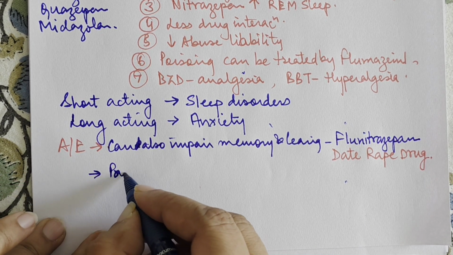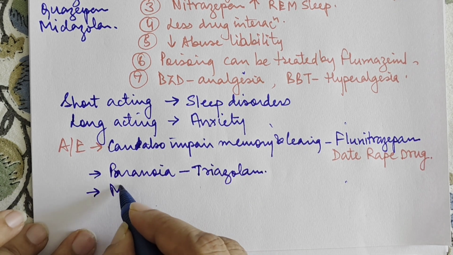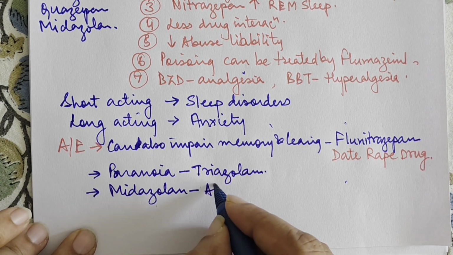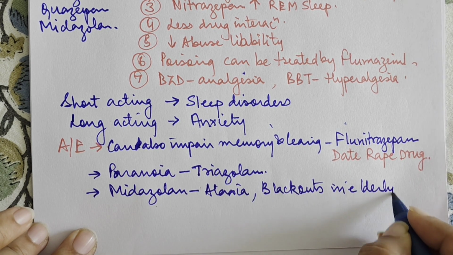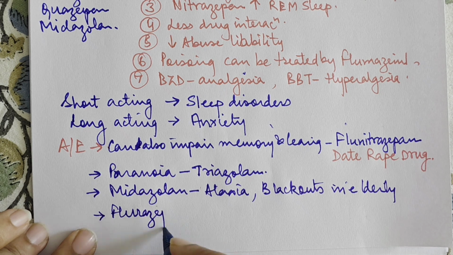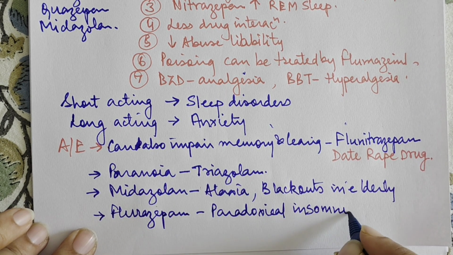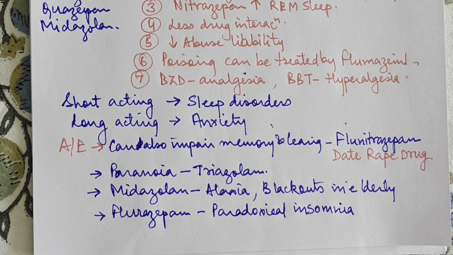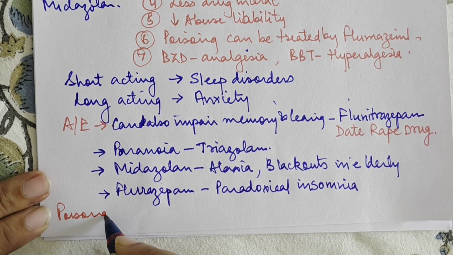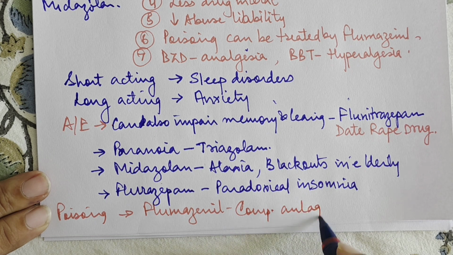Then some paranoia or psychiatric disturbances can occur with triazolam. Then midazolam can result in ataxia and blackouts in the elderly, right? And flurazepam can result in paradoxical insomnia. So instead of causing the patient to sleep, it will increase the insomnia, right? Then if we talk about poisoning, I've already told you, flumazenil may be used, which is a competitive antagonist, right? So this was about barbiturates and benzodiazepines.